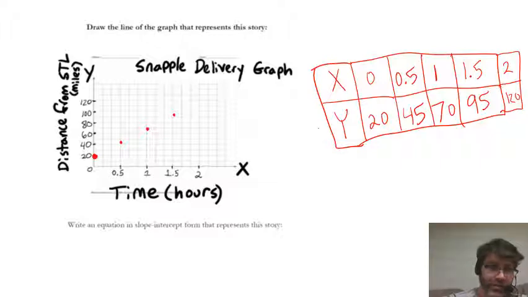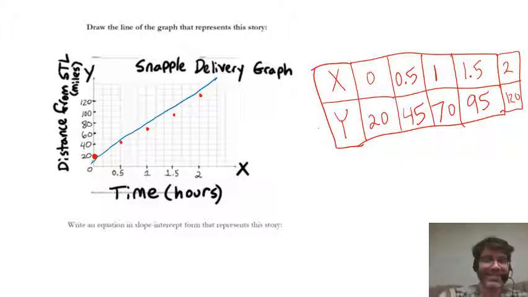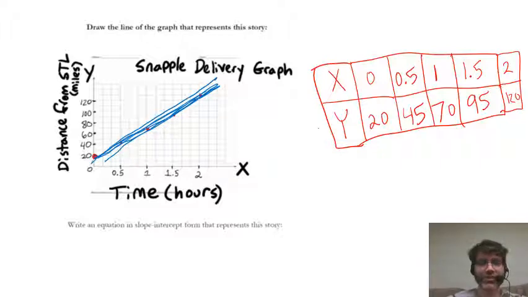But 2 hours, that's 120 miles. So there you go. And now, since we plotted those points, you can draw, oh, that's a terrible line, but assume that there we go, that's better. I don't have a ruler, so that's the best I can do, but on this test you'll have a ruler. So that's what the graph looks like generally. Now, write an equation in slope-intercept form that represents the story.